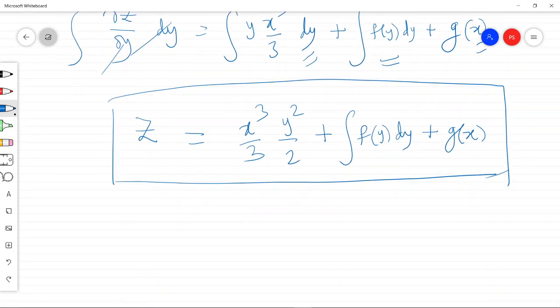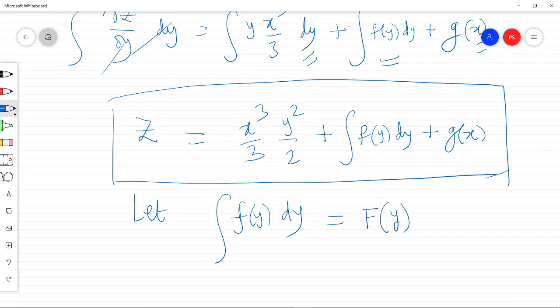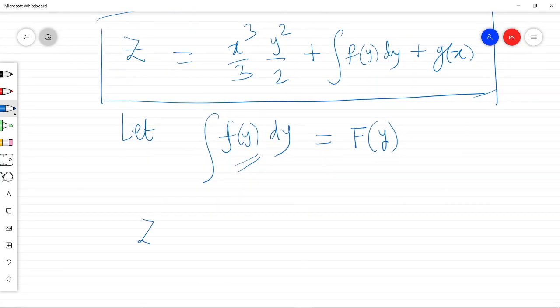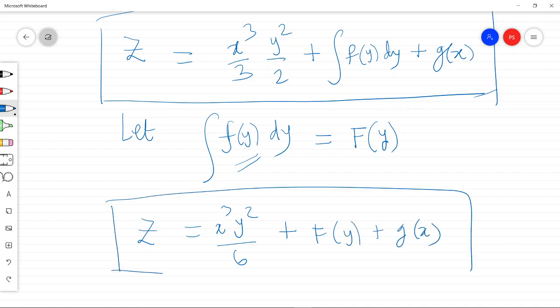of z. Now we can just assume that f of y dy when integrated obviously gives us some other function of y. There is no x dependence for obvious reasons, because anyway this function itself is a function of y, so its integration is also going to be a function of y. So z is now simplified as x cubed y squared by 6 plus f of y plus g of x. This is the form of z. This is the general form.